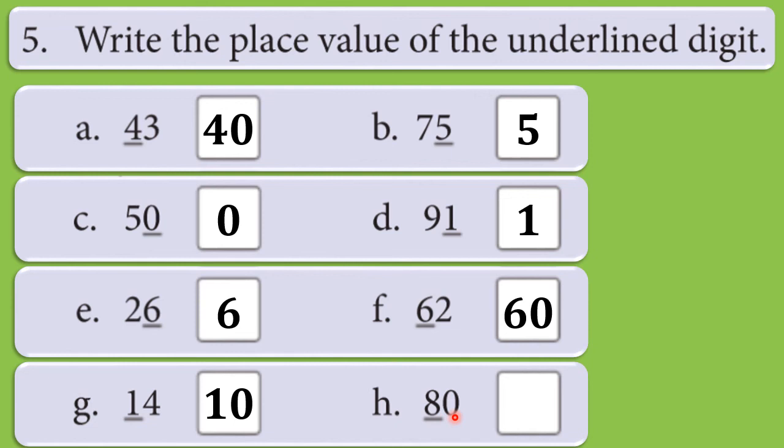In H, the number is 80. 8 is underlined and 8 is at tens place. Therefore, its place value is 80. So, like this, we have to find and write the place values of underlined digits in a given number.